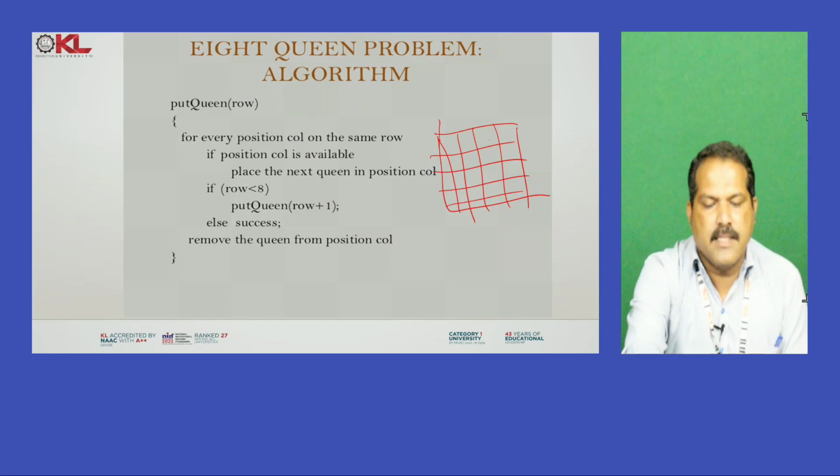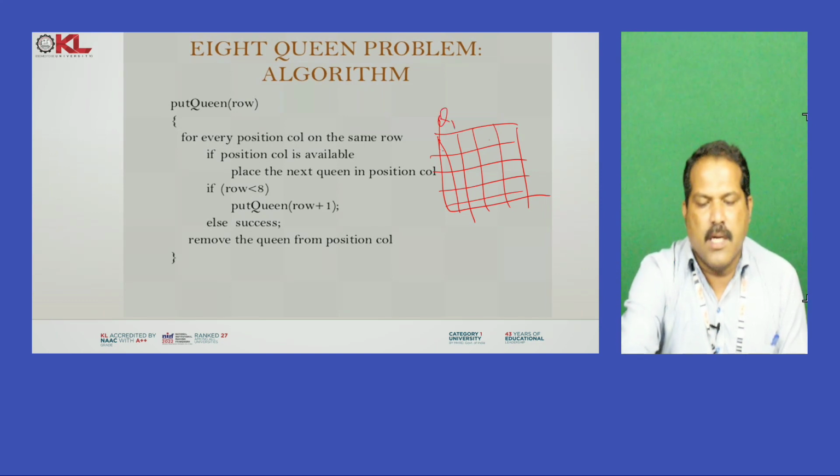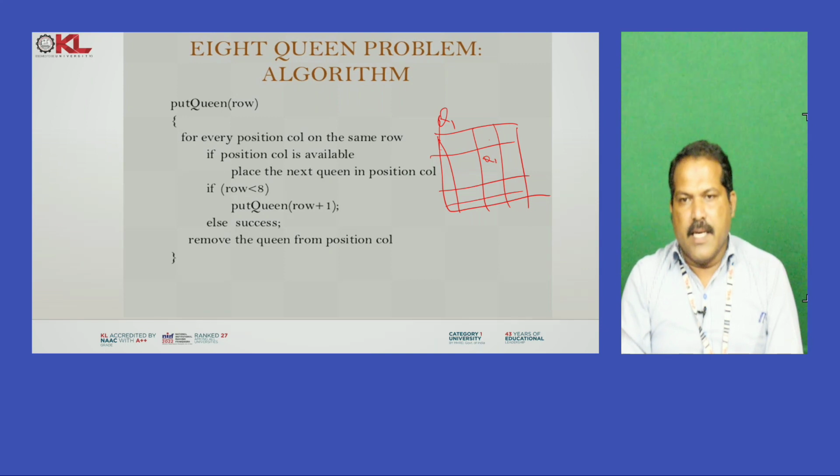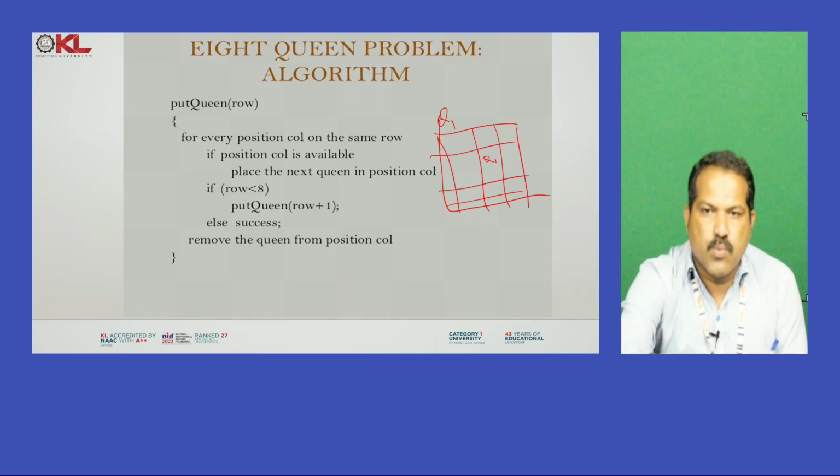For example, you are placing this queen here first, so next you have to see the column, because in the first column you cannot place the queen again. Next, second row: which column is there, we can check and we can place either here or somewhere else. Like this we have to place it. Next, if row is less than 8, because this is 8 queens, if row is less than 8, put the queen, because we are going to do row plus 1.